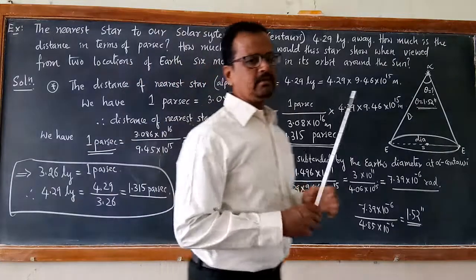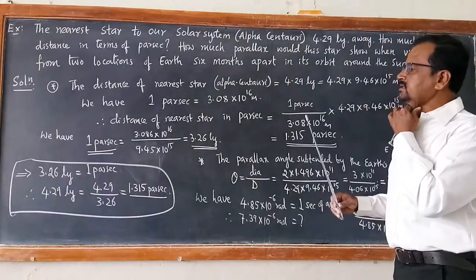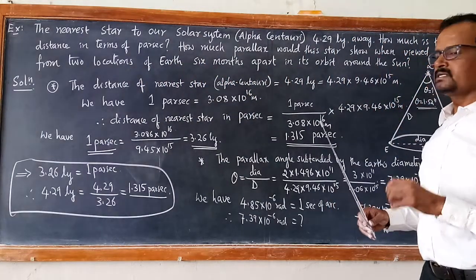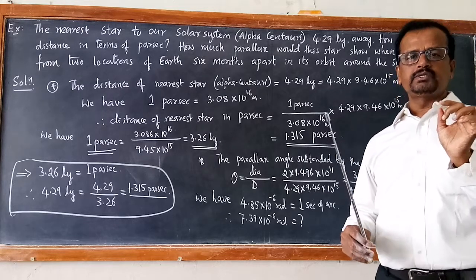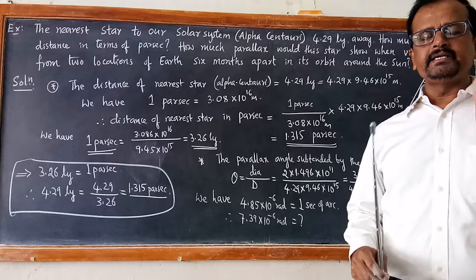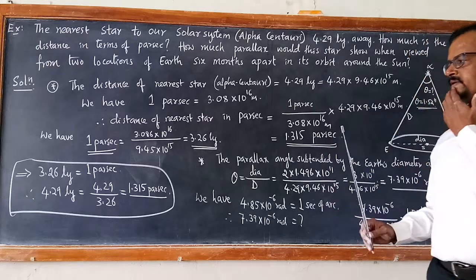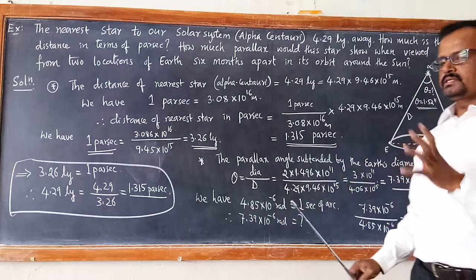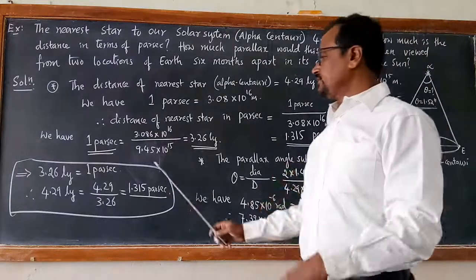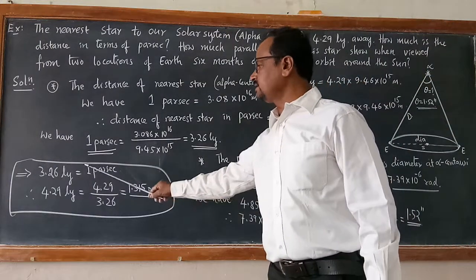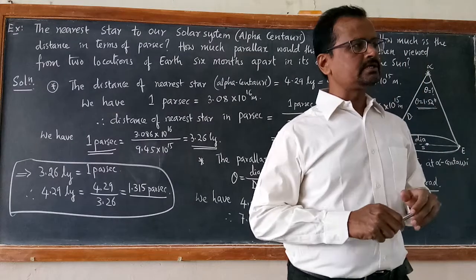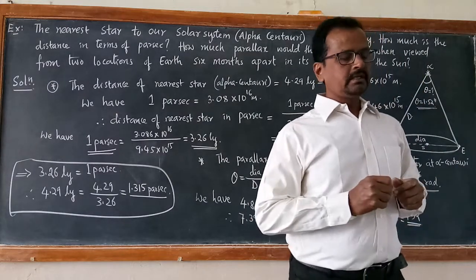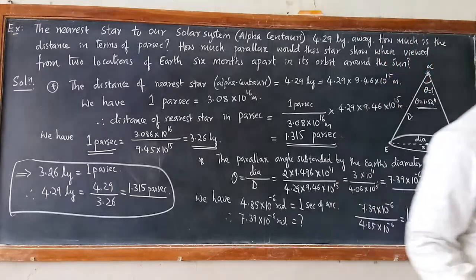So the problem is simple. The only thing is you have to remember the basic concept, that is angle subtended. Angle subtended by an arc is equal to arc length divided by distance. That is the basic concept using which we use the special units of length, that is light year, parsec and so on. In the next session we are going to discuss the measurement of mass.